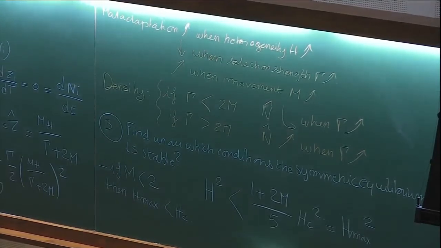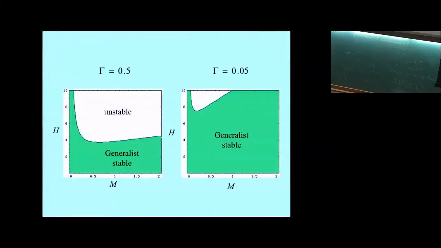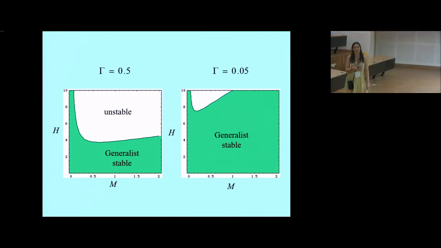So if you plot that, maybe it helps to understand better what's going on. So I've plotted here this critical level of habitat heterogeneity, above which the symmetric equilibrium corresponding to a general species is unstable, and instead you will have an asymmetric equilibrium with a specialist. So you see how this critical habitat heterogeneity changes as a function of the migration rate and for two values of the strength of selection.